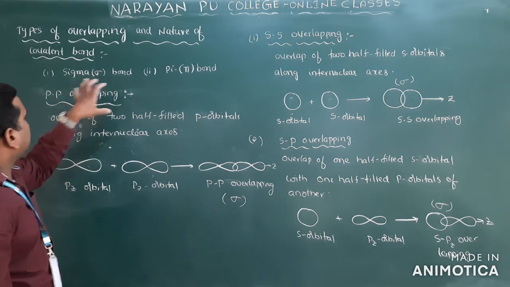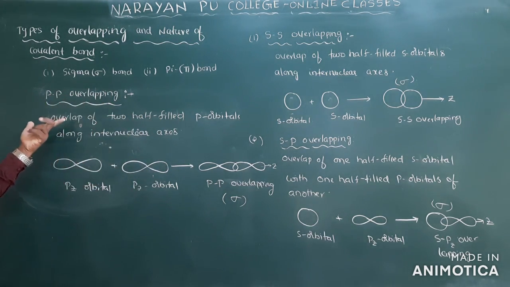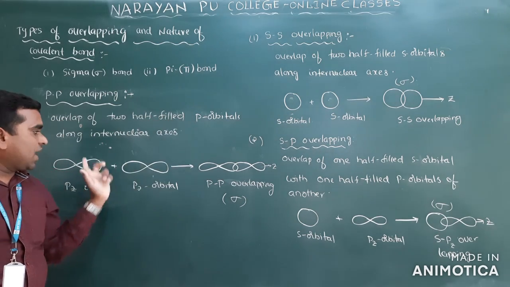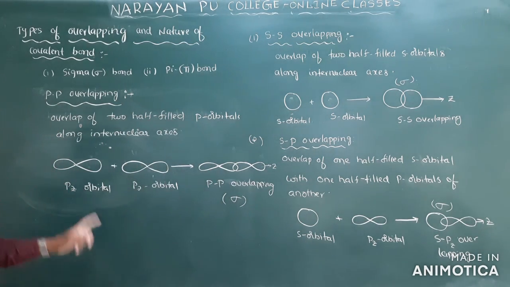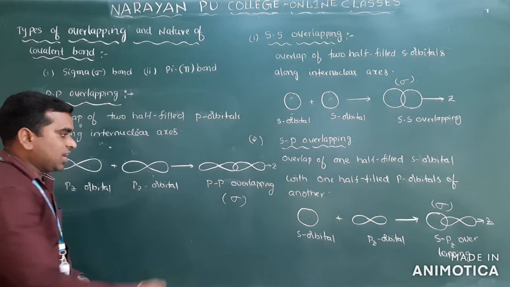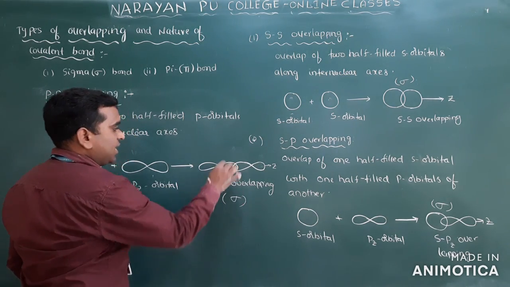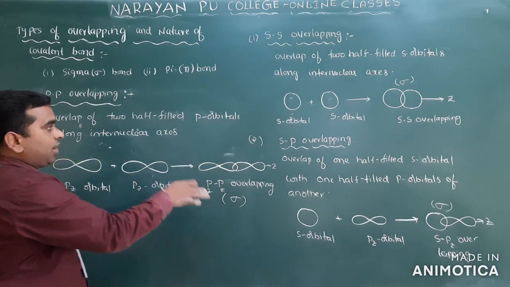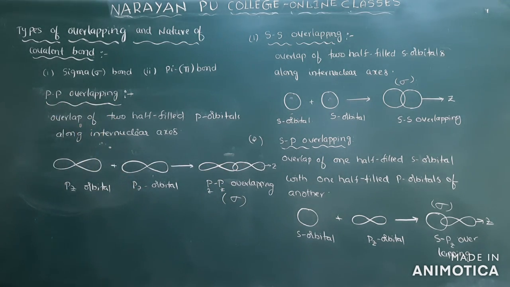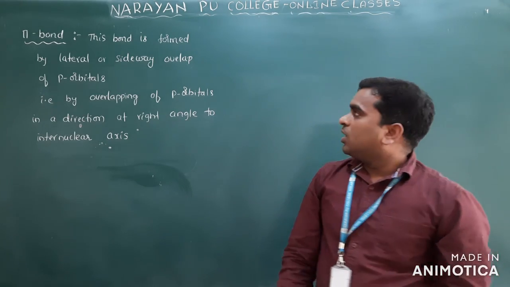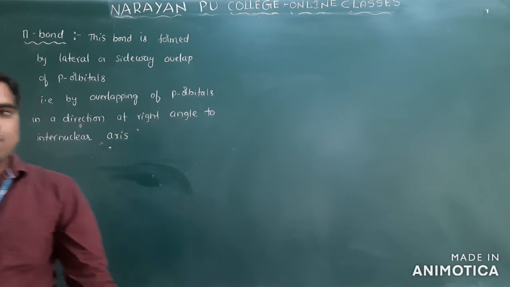Clear? So next one is pp overlapping. Here also is the overlap of two half-filled orbitals along the internuclear axis. One is pz and another is pz, and you will get pz-pz overlapping. Here also, which bond will be formed? Sigma bond. And next we will discuss the pi bond. Sigma bond we have completed.